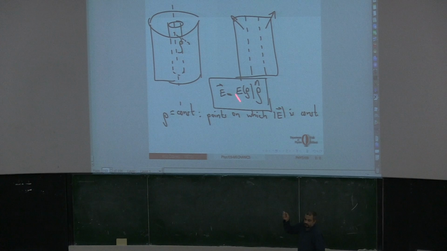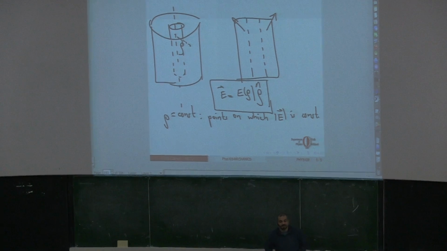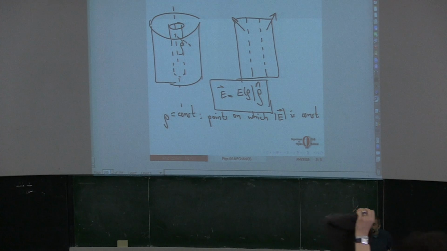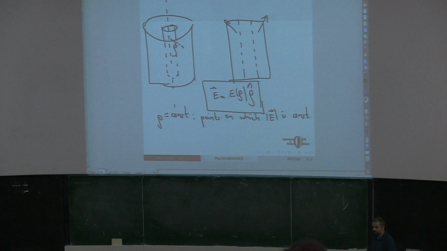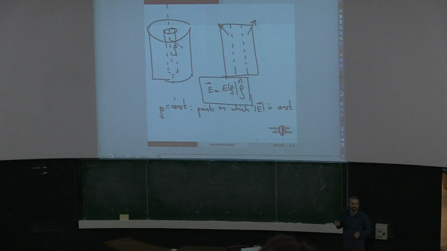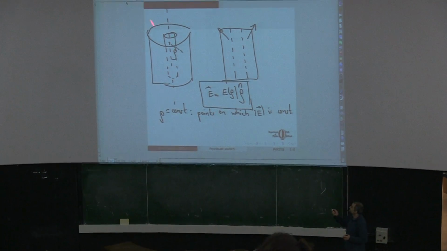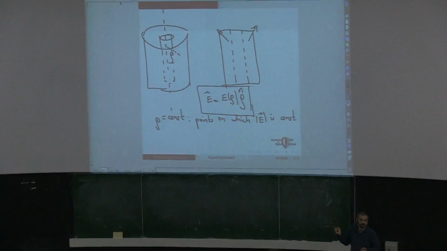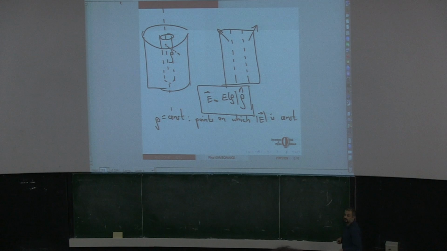Now, this tells me that the electric field, the magnitude of the electric field at least, depends only on the distance from the central axis of the cylinder. So if I choose a surface such that every point on the surface is at the same distance from the central axis, then the magnitude of this electric field at least will be constant. Since it's a constant, I can take it out of the integral.